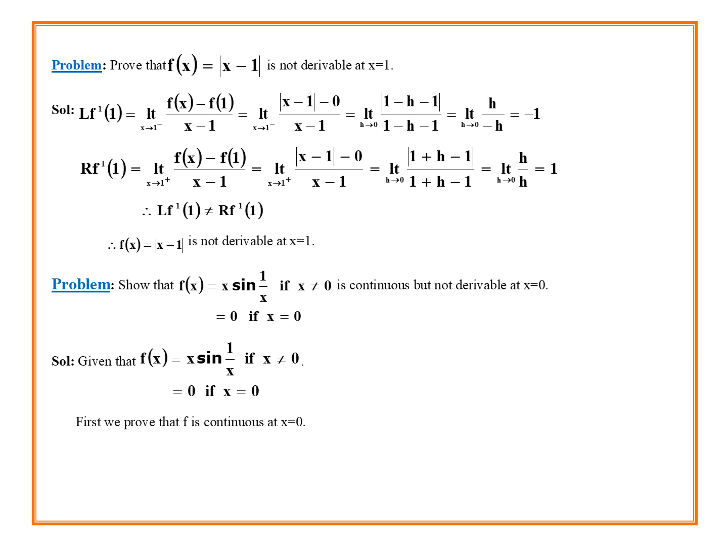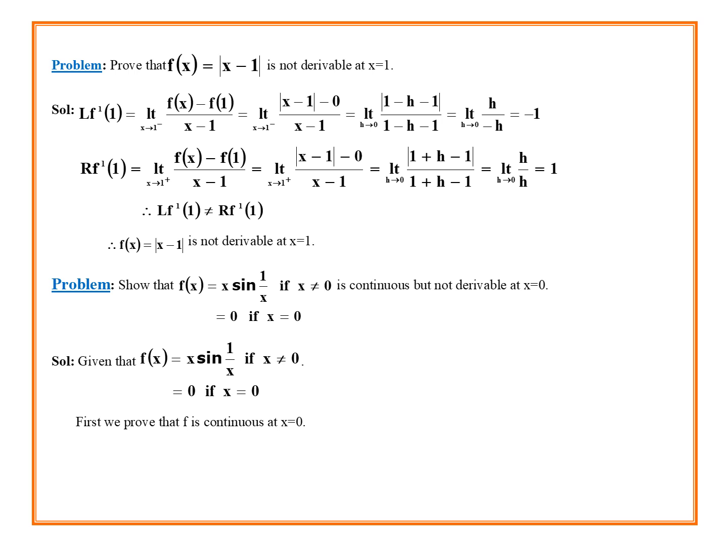Plus 1 minus 1 gets cancelled, we get limit h tends to 0 of h by h. The value is 1. Therefore, both are not equal. Both are not same, which means not equal. Limit f dash 1 is not equal to L f dash 1, not equal to R f dash 1. Therefore, f of x is equal to mod x minus 1 is not derivable at x is equal to 1.